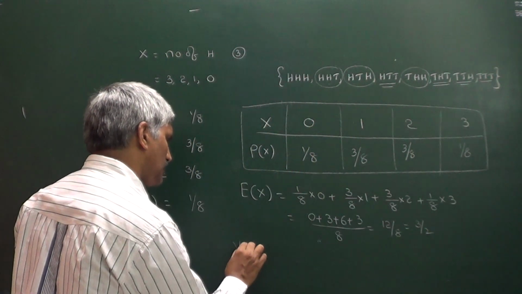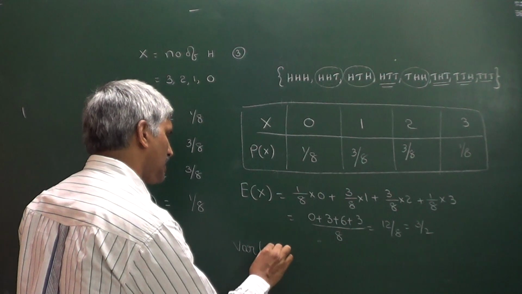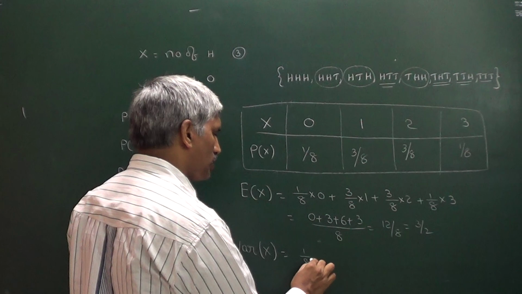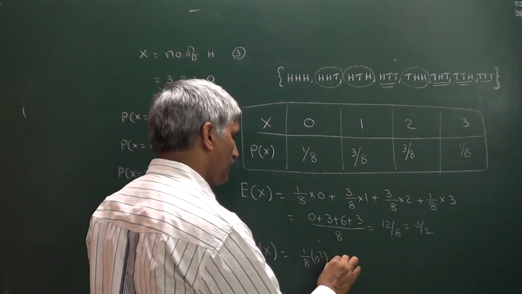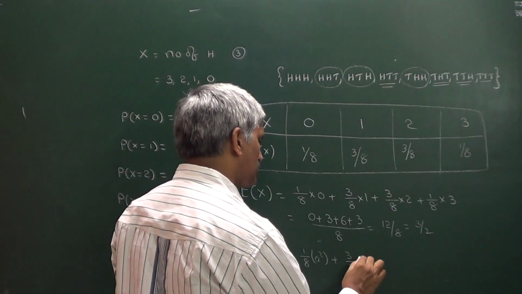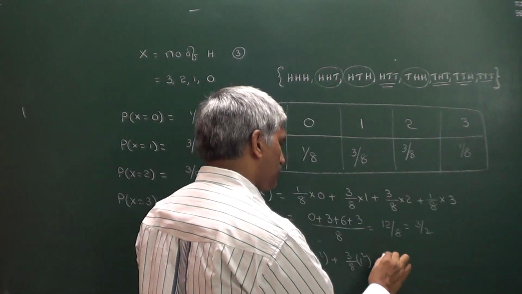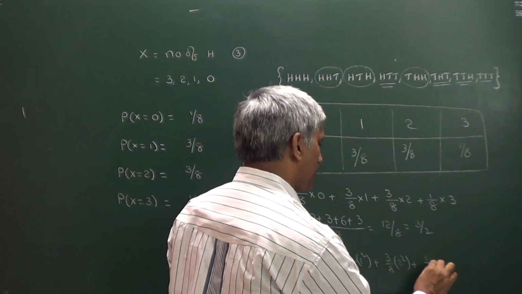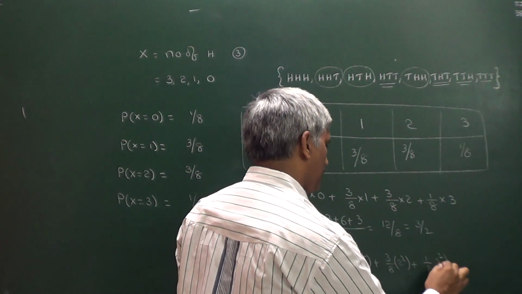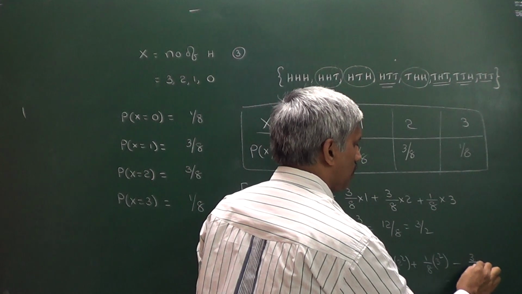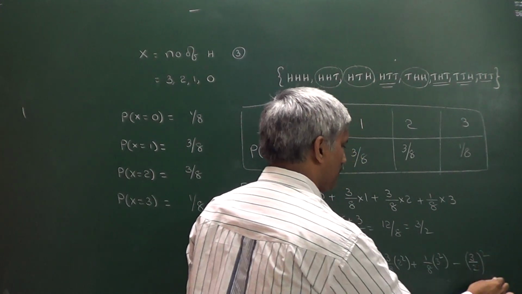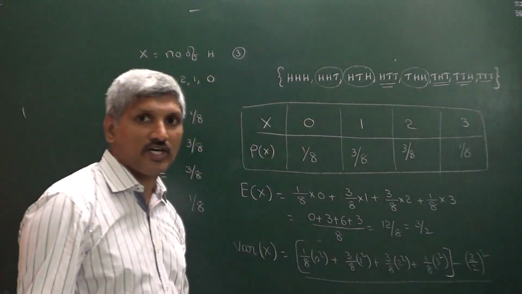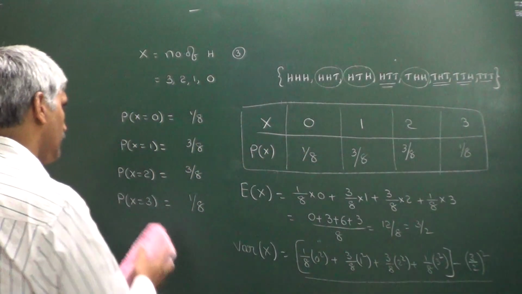Suppose he is asking in the same problem for finding the variance of x. How to find the variance? 1 by 8 into 0 square plus 3 by 8 into 1 square plus 3 by 8 into 2 square plus 1 by 8 into 3 square minus mean whole square. So this is given by the variance. You can do this simplification for finding the variance of the random variable.